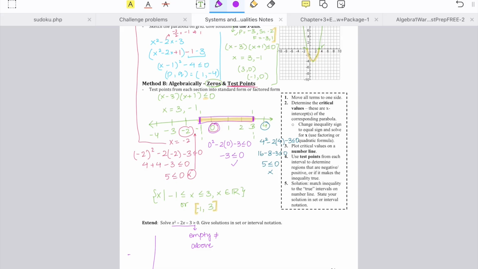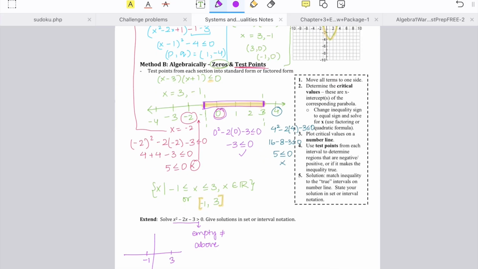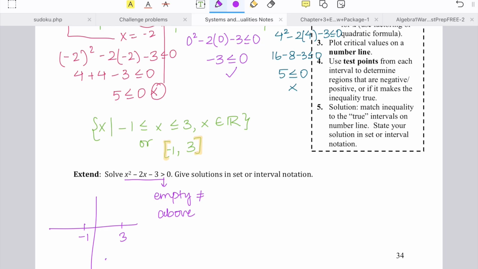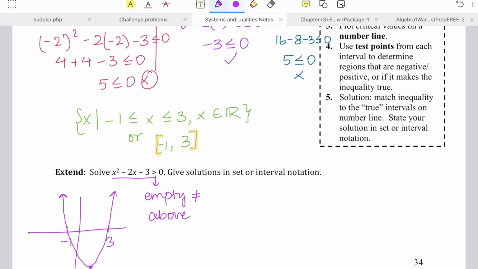Let's just graph it. So it's -1 and 3. And the vertex was somewhere over here. It's just a rough graph over here, you guys. Because it's empty, I'll draw empty circles over here. And then I'll shade this region. And then set and interval notation.